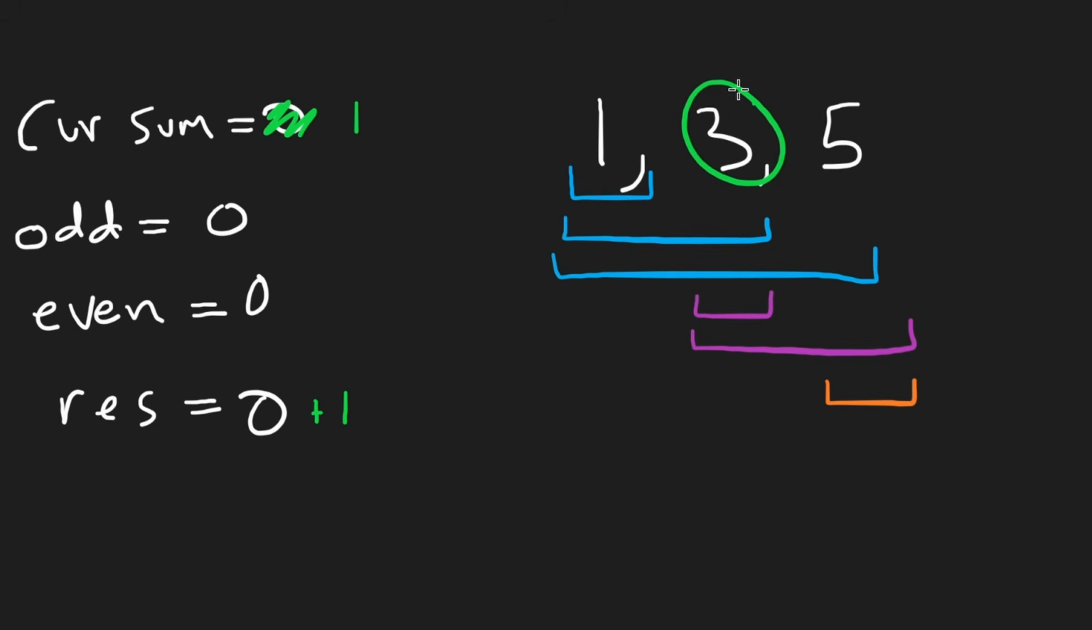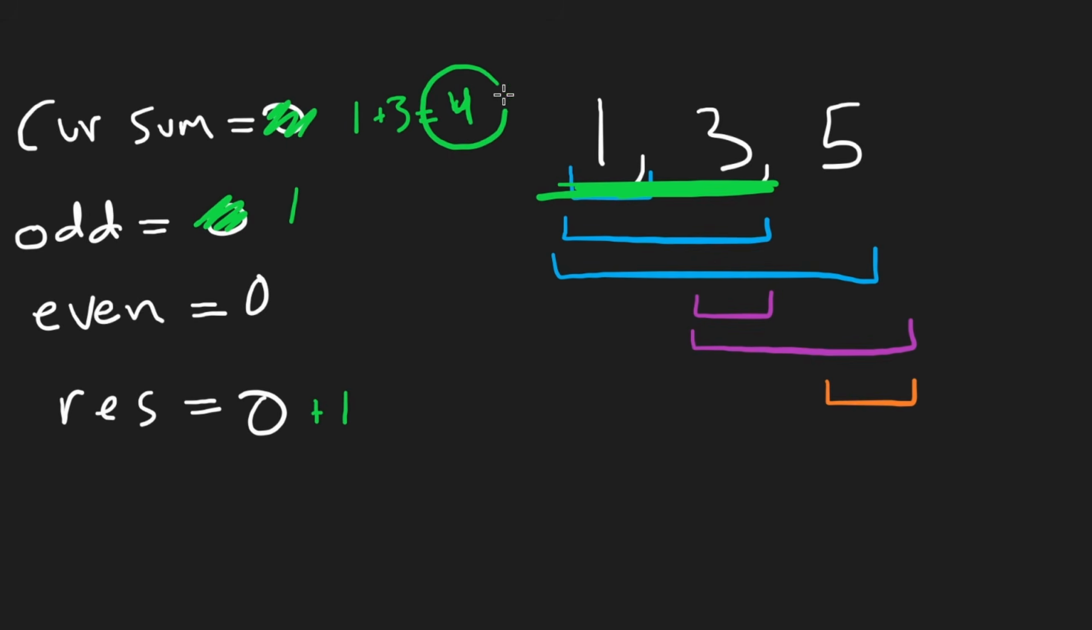But remember, before you move to the next position, we do have to maintain these variables. We currently calculated an odd sum, so let's make sure to increment odd by 1. So that's going to be 1 now. Next element here, so now this is where we're at. Add 3 to this. We have 4. So our sum is even.